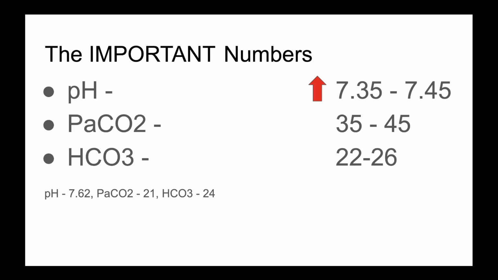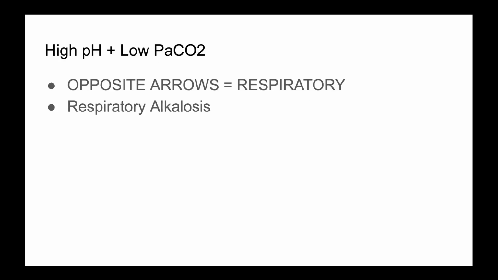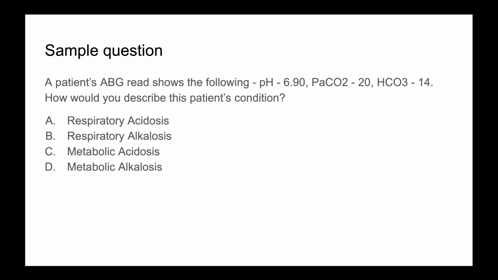And then PaCO2 of 21, which means that arrow is going down. Again, the pH and the CO2 have opposite facing arrows. So what does that mean? Forget the bicarb. This patient is in respiratory alkalosis, right? Because they're alkaline and it's of respiratory cause. We know this because the arrows are opposite. And the bicarb we don't really care about, but it's within normal range. Opposite arrows equals respiratory.